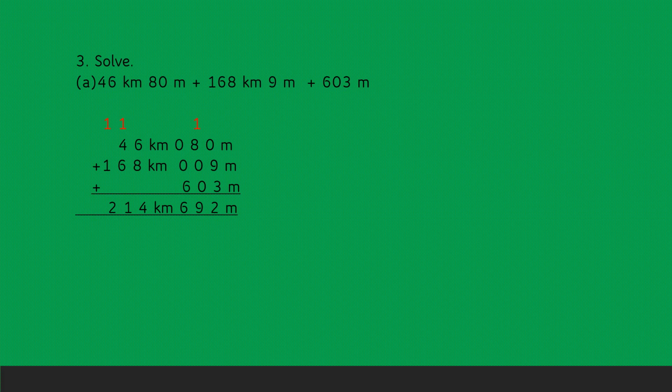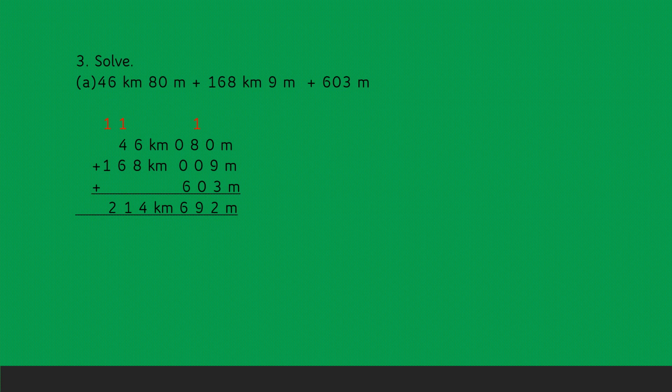Now add. Always start from the right hand side. 9 plus 3 is 12. So 2 you will write in the answer part and 1 as carry. 1 plus 8 is 9 and 6 plus 0 is 6. So meter part you will get 692.